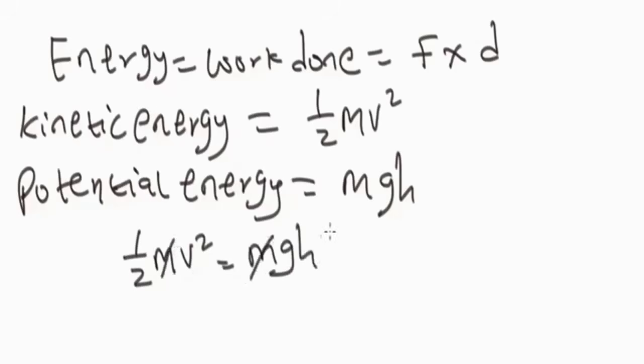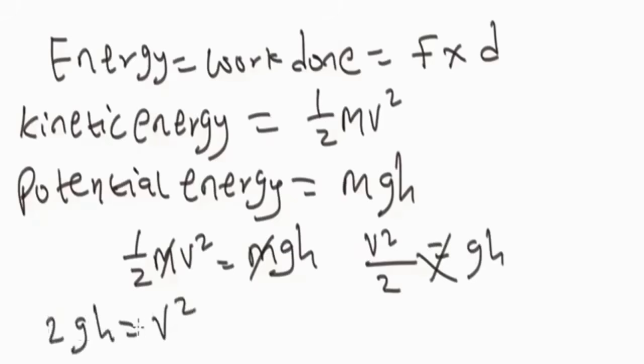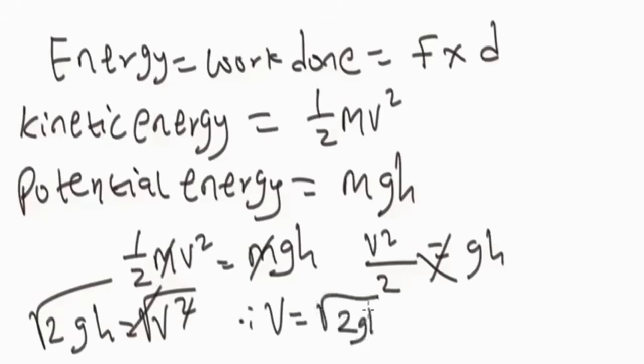We'll be left with v square over 2 equals gh. Cross multiply, so we have 2gh equals v square. Make v the subject of the formula, so this will cancel this. Therefore, velocity v will be square root of 2gh. And this is the relationship between kinetic energy and potential energy. So take note of this expression, it is very important in this concept of energy. Right, so let's wipe this and solve some problems.